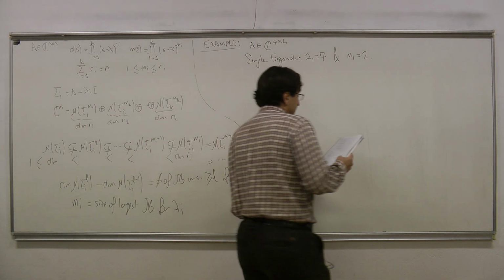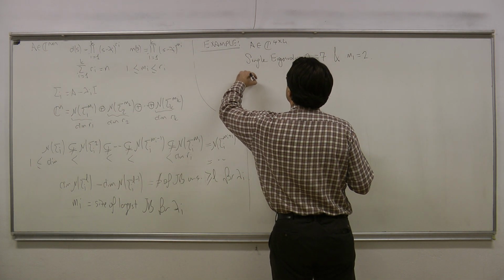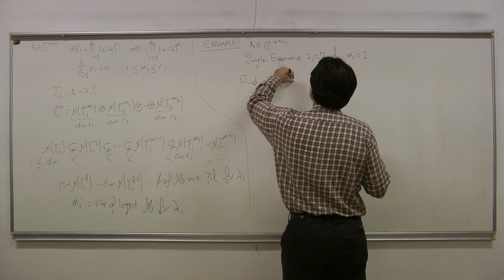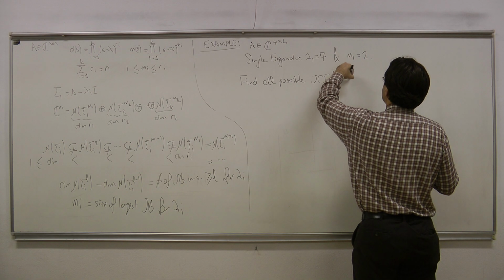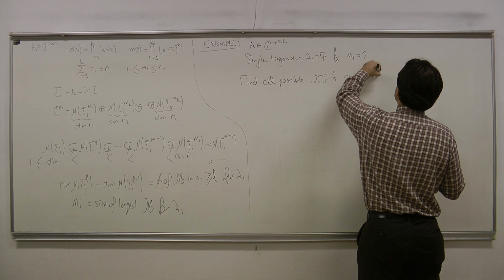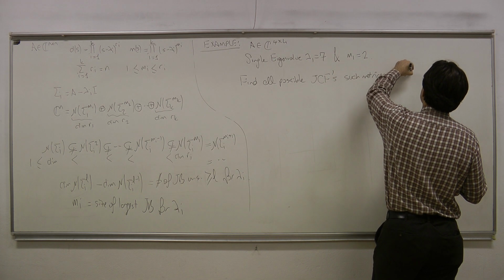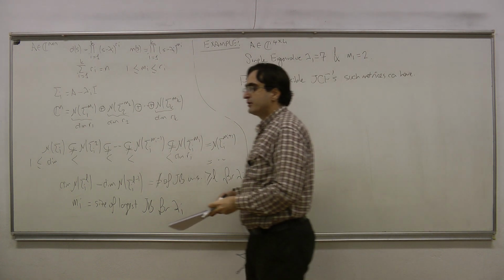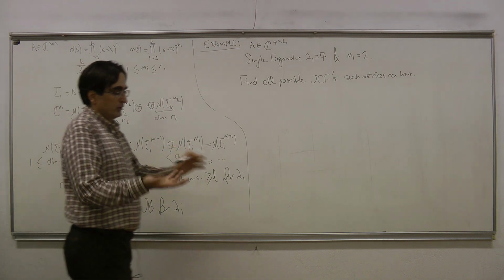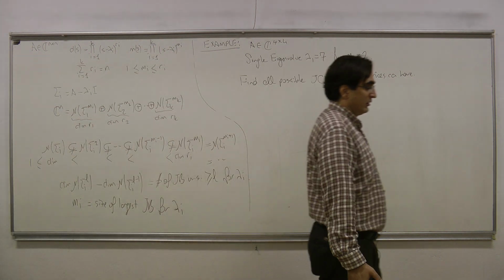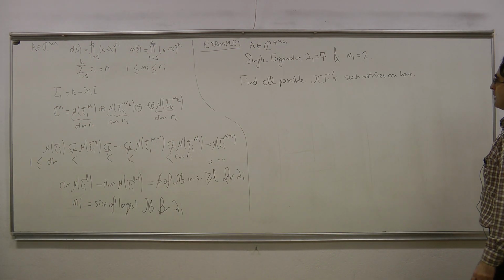Okay? So here the task is to find all possible Jordan canonical forms such matrices can have. I'm repeating here, every matrix has a single Jordan canonical form. Of course, the blocks can be reordered, but changing the order of the blocks does not count here.